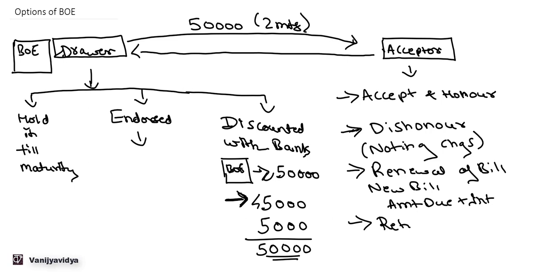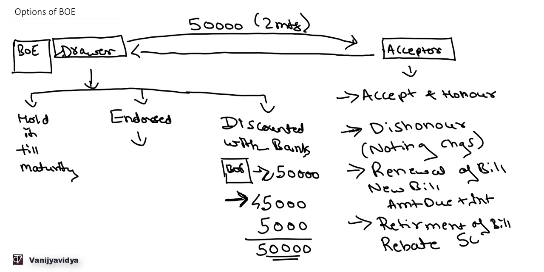which is known as retirement of the bill. Sometimes the acceptor has a surplus fund and he is able to make a payment against that bill of exchange before the due date. In that case, he will approach the drawer and say that he is able to make payment before the due date. So the drawer will provide him with a rebate. The rebate is like a discount on the bill which is provided by the drawer for making an early payment.